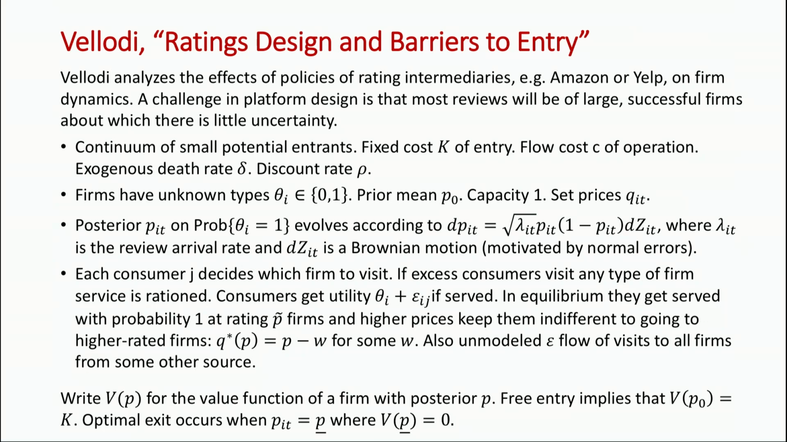Why do you price at P minus W? It's because there are low-quality restaurants that people aren't going to want to go to that are willing to sell at a loss, because when they sell at a loss, they get people to come and review them.